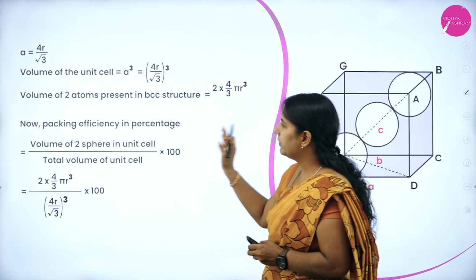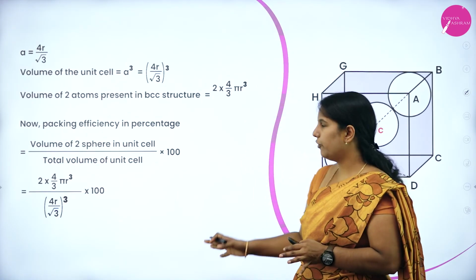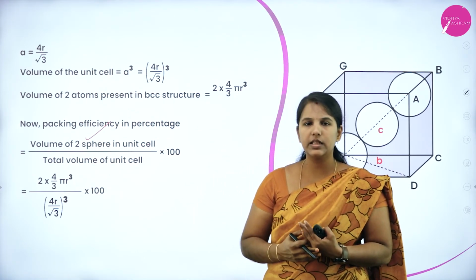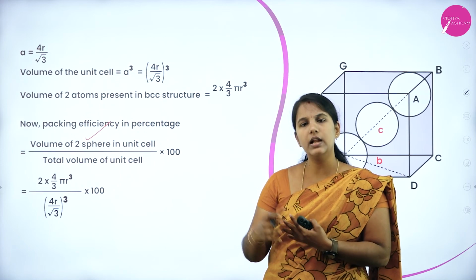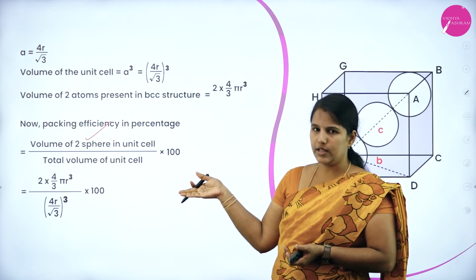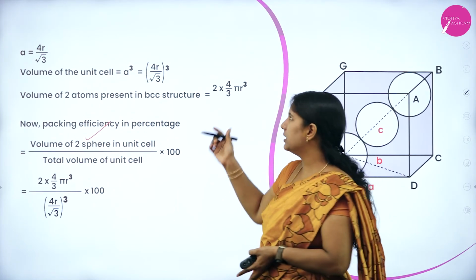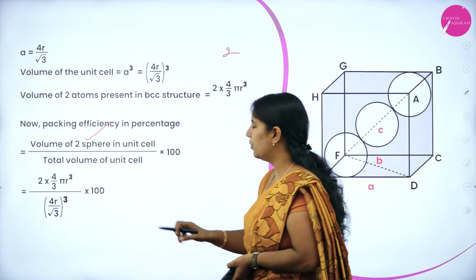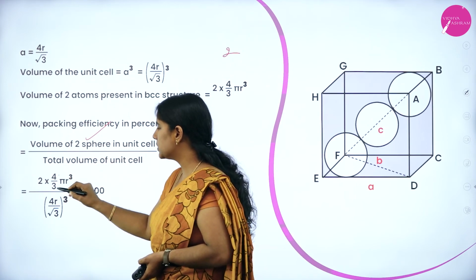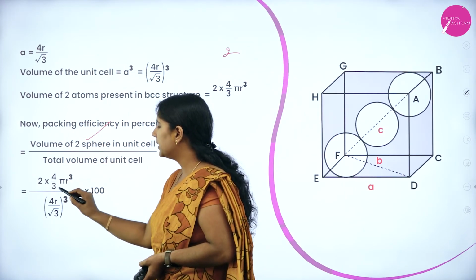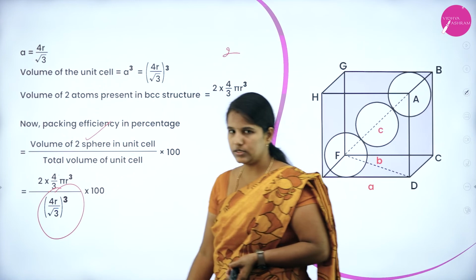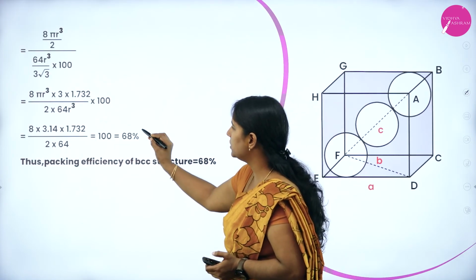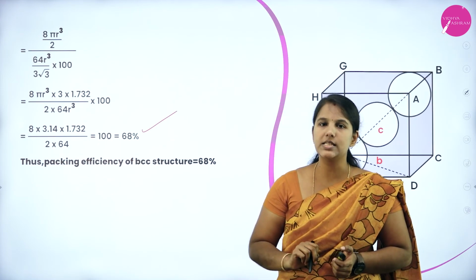Then we write the packing efficiency formula, that is the volume of the 2 spheres. Why are there 2 spheres? It is nothing but a simple cubic unit cell containing a body center. So we know that in the body-centered cubic unit cell there are only 2 particles. So volume of the 2 spheres. The volume of 1 sphere I know, that is 4 by 3 pi r cube, into 2, and this is divided by the total volume of the unit cell, into 100. If you do that simple calculation, you can write this percentage as 68.